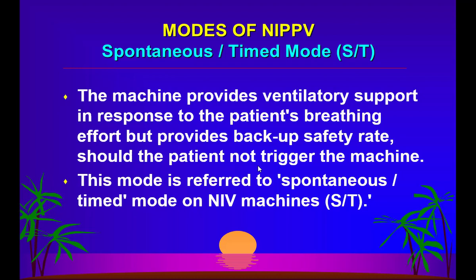That's why in non-invasive ventilation, you always set a rate of 16, 17 or 18. You don't set a rate of 8 or 10. That doesn't make any sense. Whereas in SIMV, you can set a rate of 6, maybe 8. Alright, so that is the difference.